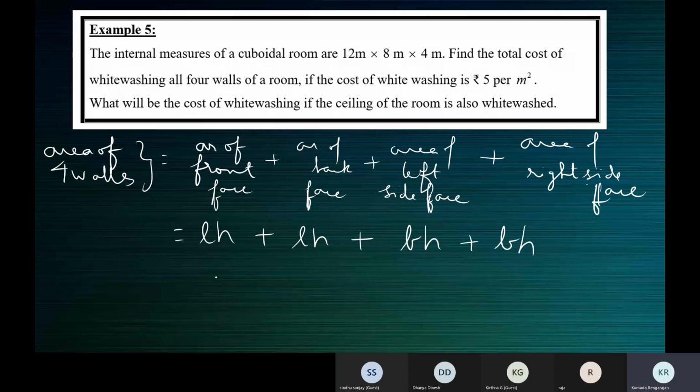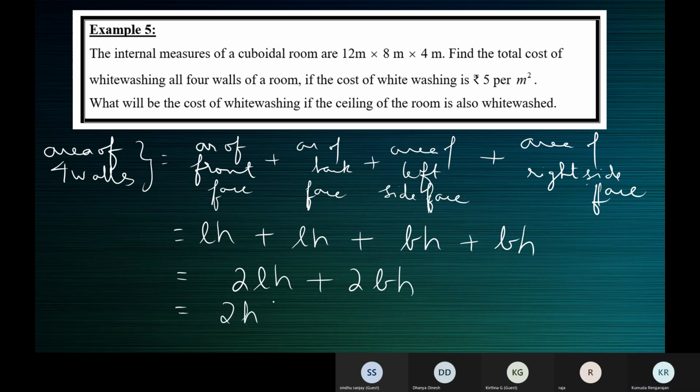Now, tell me, how do we simplify this further? Ma'am, 2LH plus 2BH. What's common? H is common, ma'am. 2H. 2H into L plus B. Very good. This is the formula to find the area of 4 walls.